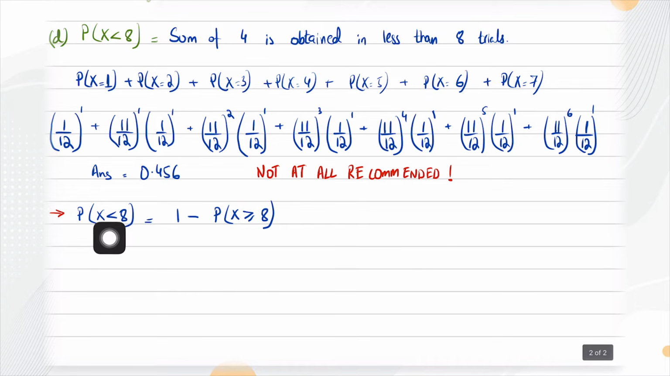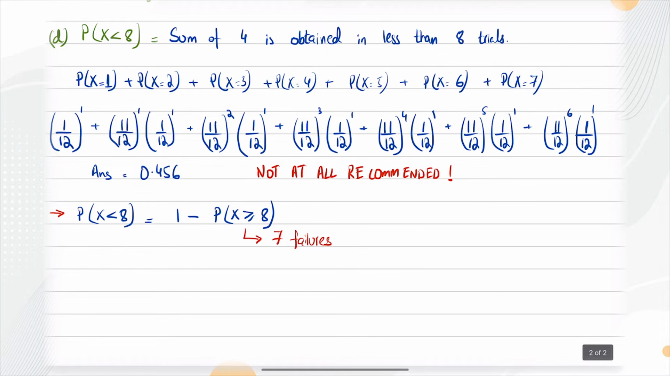So the probability of getting a sum of 4 in less than 8 attempts can be worked out by taking the total probability, which is 1, and from it subtracting the probability that 4 is obtained in 8 or more attempts. Now, if you're obtaining a sum of 4 in 8 or more attempts, what does that tell you about the first 7 attempts? Yes, exactly. That means the first 7 must have been a total failure.